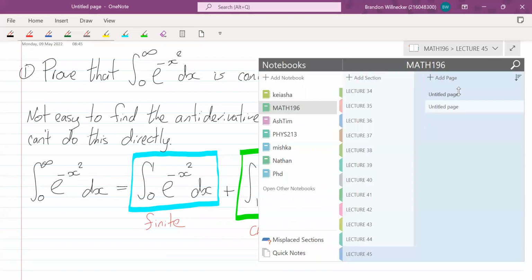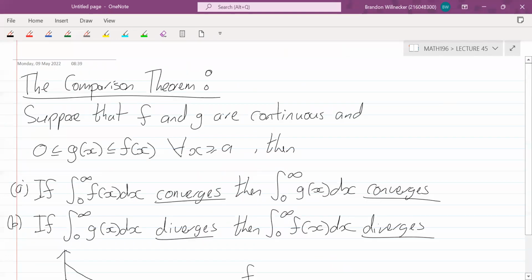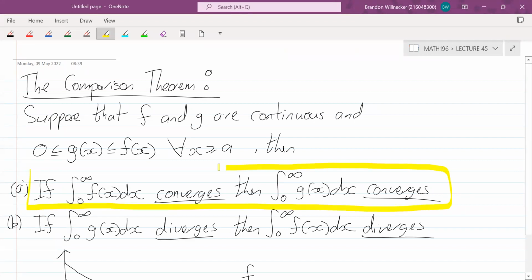So let's go back to our theorem here. We look at this first bit that talks about convergence. What we do is we're trying to see if this function converges. So what we need to do is find some upper bound f such that that integral converges. If the upper bound function converges, then our original one will also converge. Okay, so we need to find what this f can be.